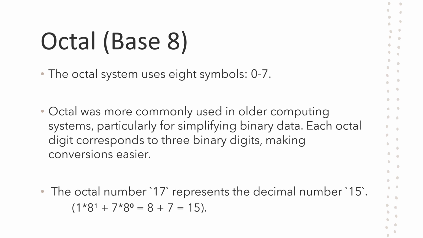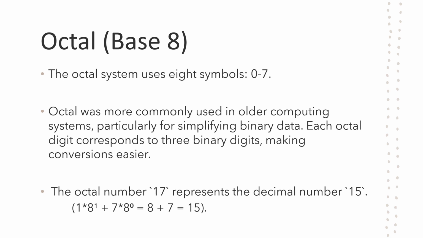So if we take the octal number 17, it represents the decimal number 15. So again, we got two positions here. We do 1 times 8 to the first power because we have 8 possibilities, plus 7 times 8 to the 0 power. So it equals 8 plus 7, which equals 15. All right, I know it can be a little confusing, so let's look at the tables.